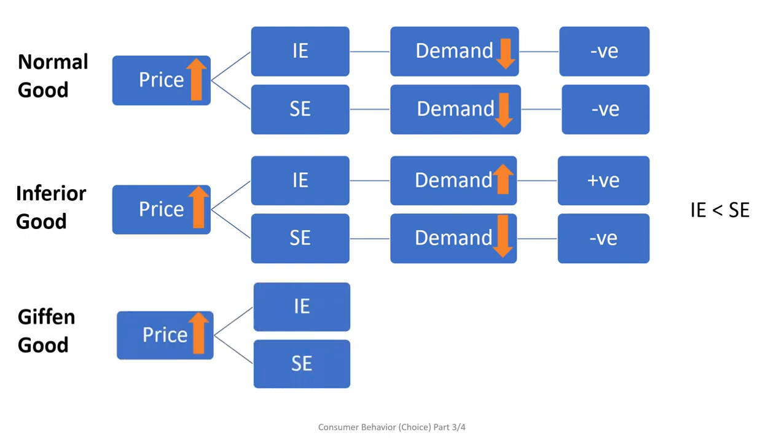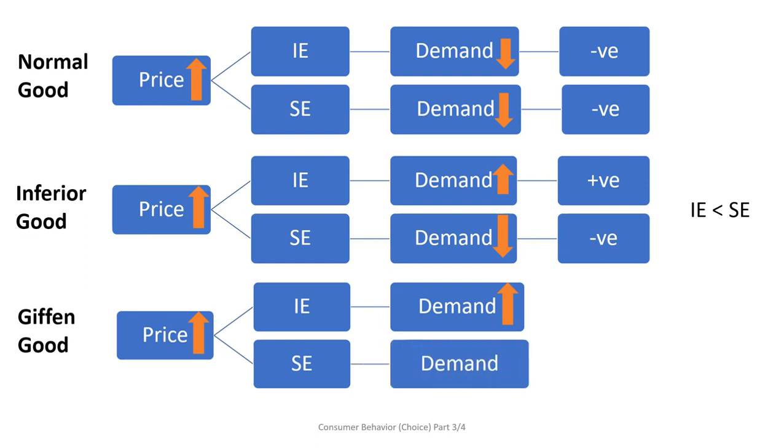The substitution effect is the same in all cases, that is, it will result in a decrease in demand. However, in the case of Giffen goods, the income effect dominates the substitution effect. Therefore, the overall impact of an increase in price is an increase in the quantity demanded. Here again, the income effect is positive and the substitution effect is negative.